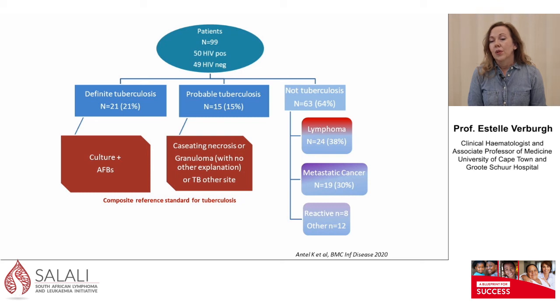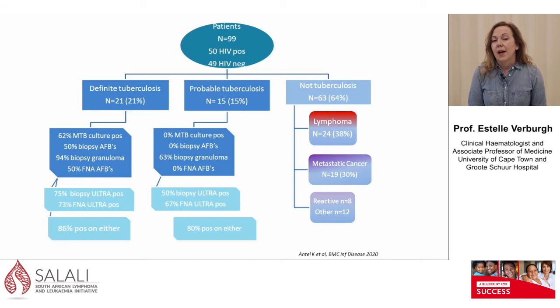If it was not tuberculosis, we can see that lymphoma forms a large part of those patients, as well as some cases of metastatic cancer. So in our definite tuberculosis cases, they either were culture positive or they had AFBs, and in those cases we can see the very, very good sensitivity and specificity of Ultra, which was 86% if aspirate as well as biopsy was used. And we see the same thing in the probable cases, a very good sensitivity for the Ultra.